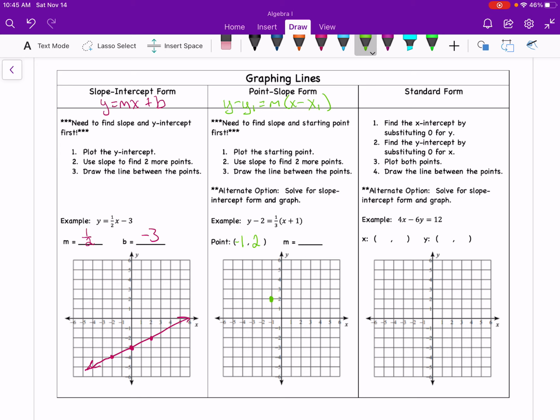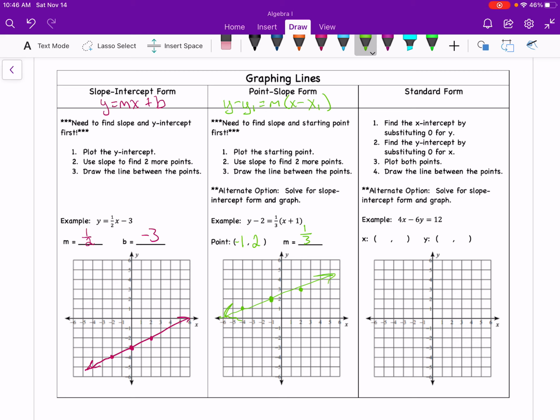Then I look at the slope, and I know the slope is 1/3, and I use that to graph 2 more points. That means going up 1 and to the right 3, or down 1 and to the left 3. Once you have those 3 points, go ahead and draw your line.